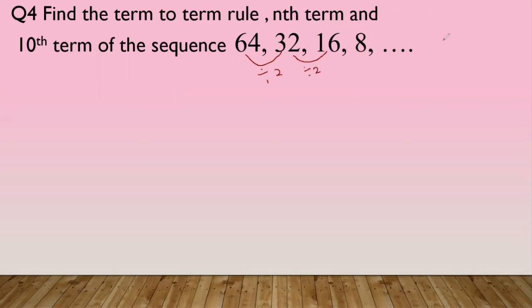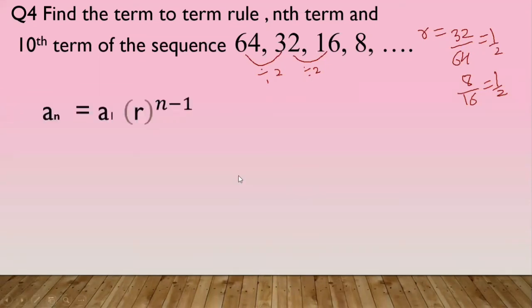To find the common ratio, we take the second term divided by the first term. So it is 32 divided by 64, which is equal to 1 by 2. Or you can take 8 divided by 16, which is again 1 by 2. So this is our r. Now we go for the formula. What is our formula to find the nth term? The formula is an is equal to a1 in bracket r raised to n minus 1.